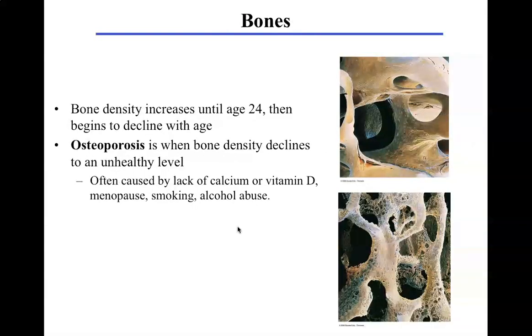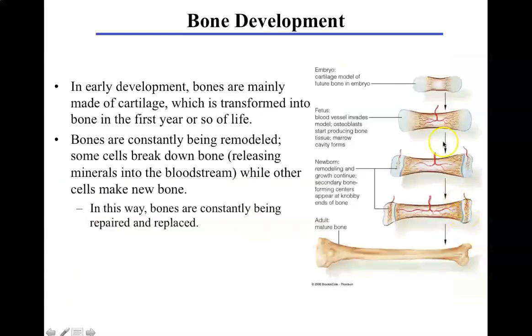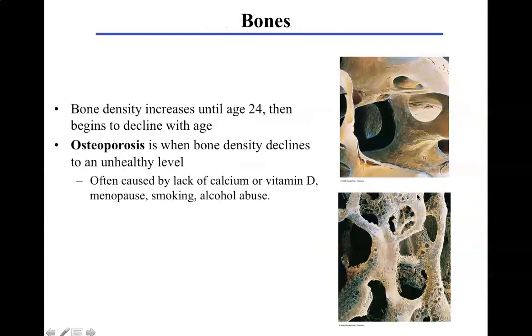Your bone density increases until you're in your mid-20s. The density and strength of your bones increases until you're in your mid-20s. You guys have some strong bones, y'all. But then bone density declines as you get older, like me. And that's natural. Your bones get more brittle and weaker as you get older. And osteoporosis is a disease when your bone density declines to a particular level.